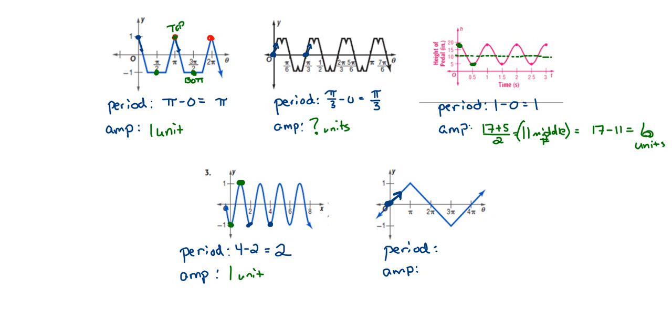So the question is, where is the next time the graph goes uphill? And if you stop at 2 pi, it doesn't. So you actually have to go all the way out to 4 pi. That is the tricky part. So this would actually be 4 pi take away 0, which is equal to 4 pi.